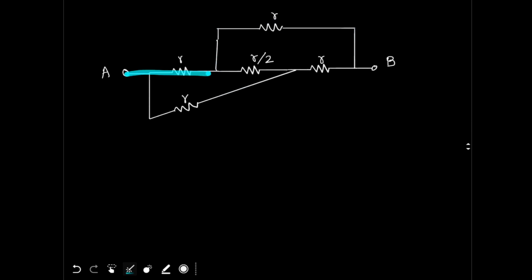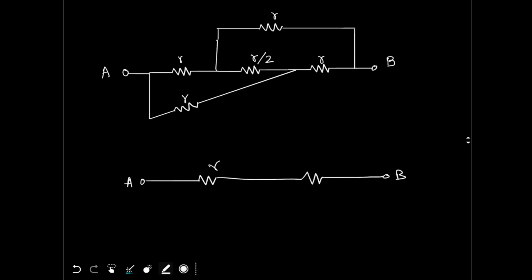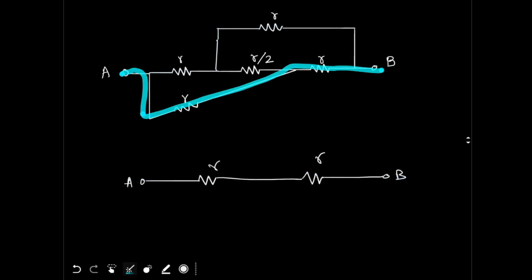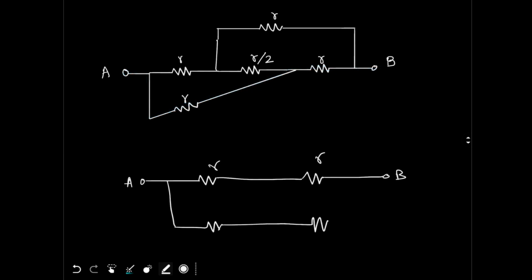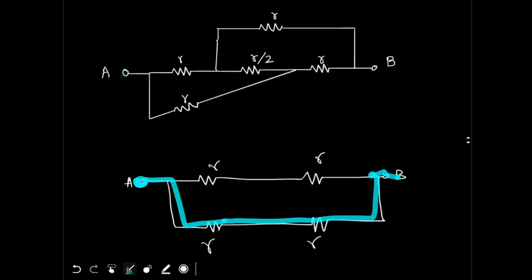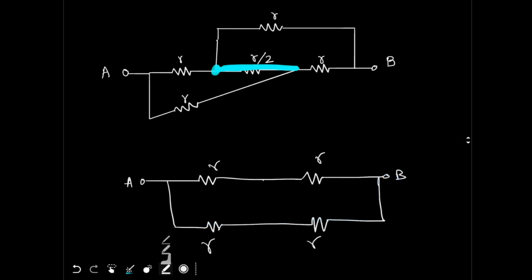So I'll redraw this. This is my A, then R, R, and this is B. Both my resistors over here: A, R, R, B. Then I go from here, R, R, B. So here also I get R, R, and finally B. Correct? Starting from A, R, R, B. And now I have this branch R by 2 connected over here.